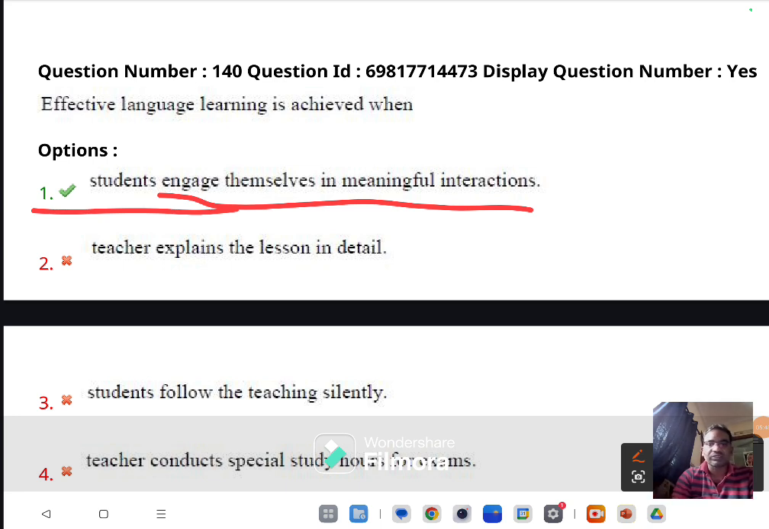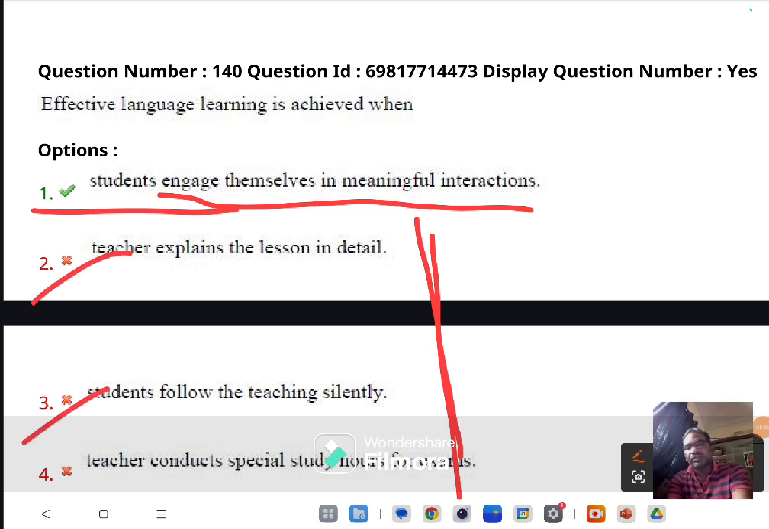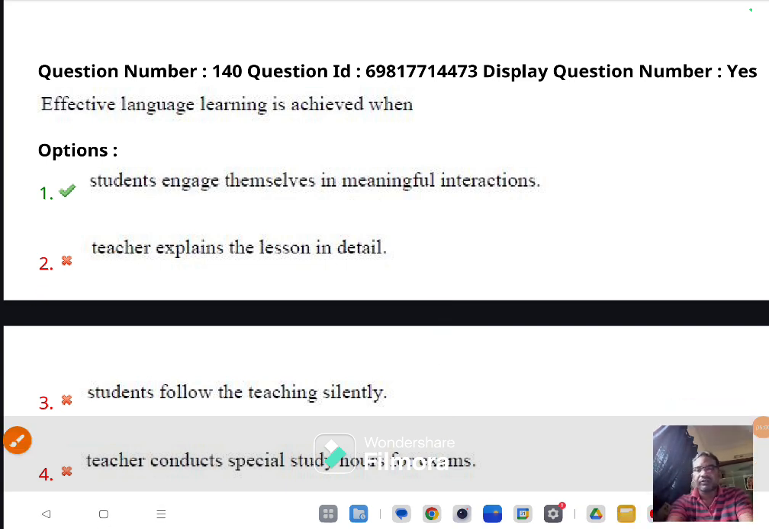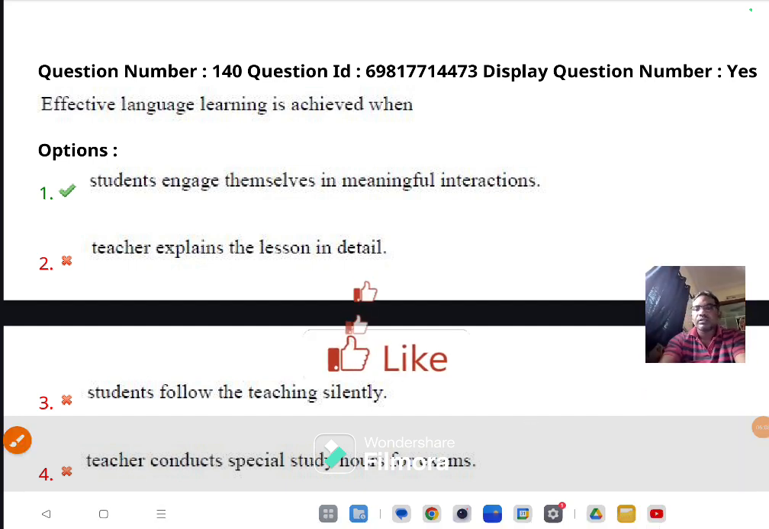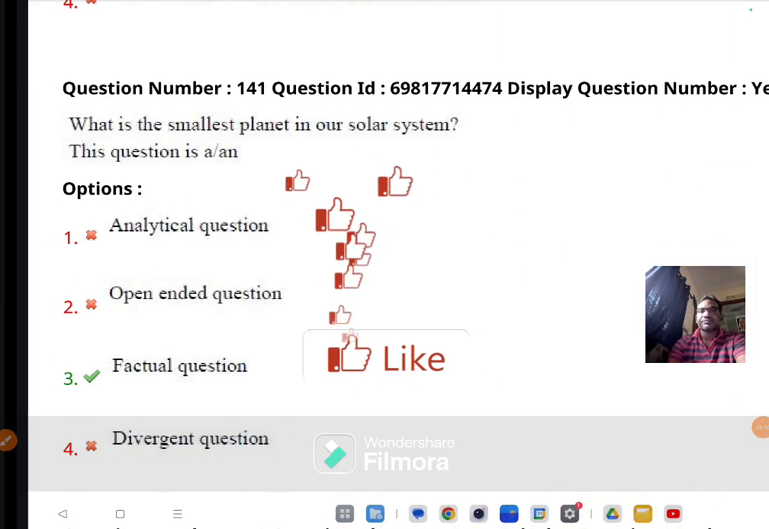So this is the answer. Students are listening, and the teacher is giving time for exams. No. These three are not going to help. The second one, third one, and fourth one are not going to help a student to learn a language. So the first one is the right answer.